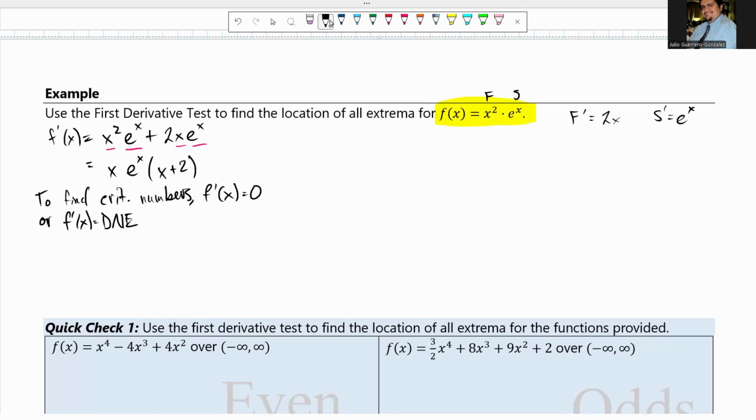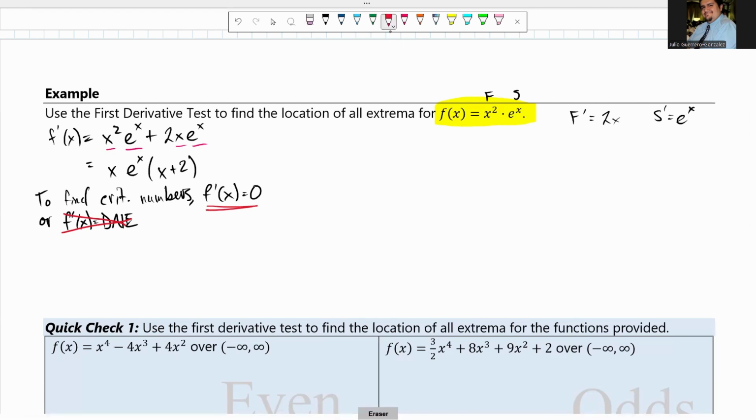In order for f prime to not exist, I have to be doing one of the bad things. I can't be dividing by 0. I can't take the square root of a negative, and I can't take the logarithm of a negative. I don't have a logarithm in my derivative, I don't have a division in my derivative, and I don't have a square root in my derivative. So this one is out the window. The only one that we really need to check is that f prime is equal to 0.